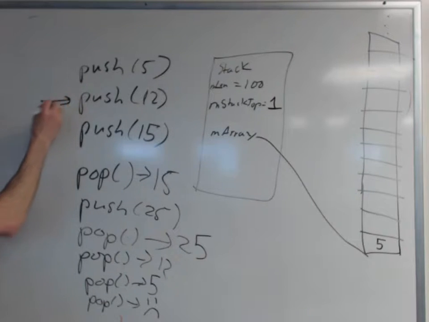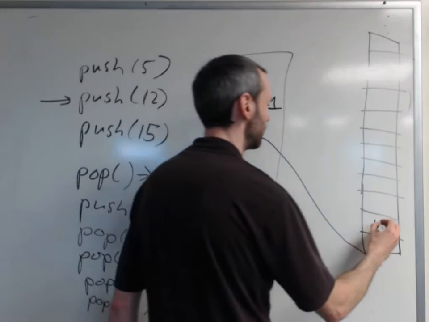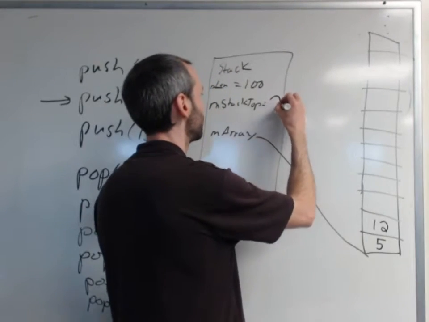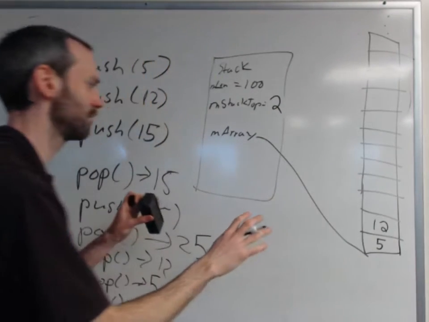So now we're over here. Put 12, and you add 1 to the stack top. It's the same thing with 15, so you could just put 3. Hold on. One step at a time.